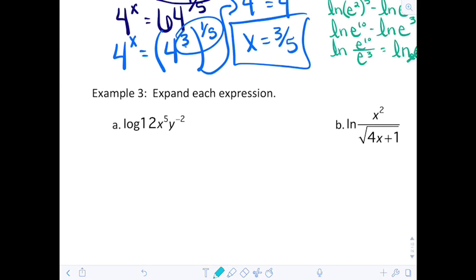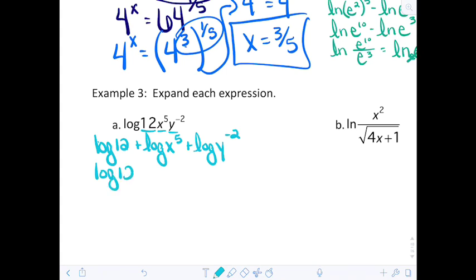Okay, in example 3, we're going to expand. So we're going to go in the reverse order. So if I have the log of 12 times x to the 5th times y to the negative 2, every factor will get separated with addition. So I have the log of 12 plus the log of x to the 5th plus the log of y to the negative 2. Now I'm going to use the power property.